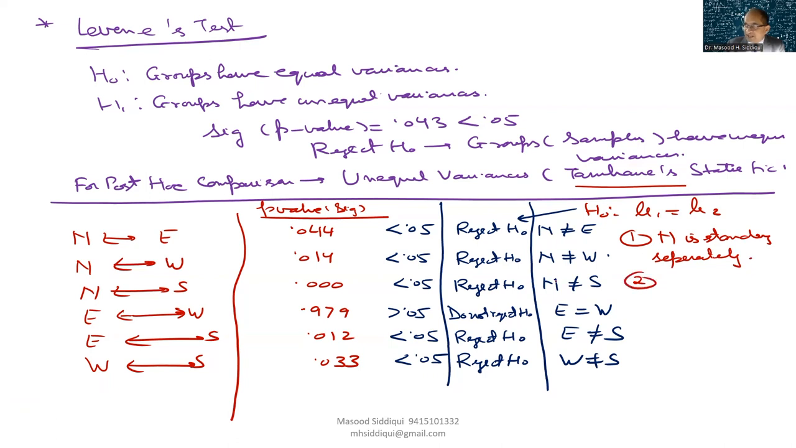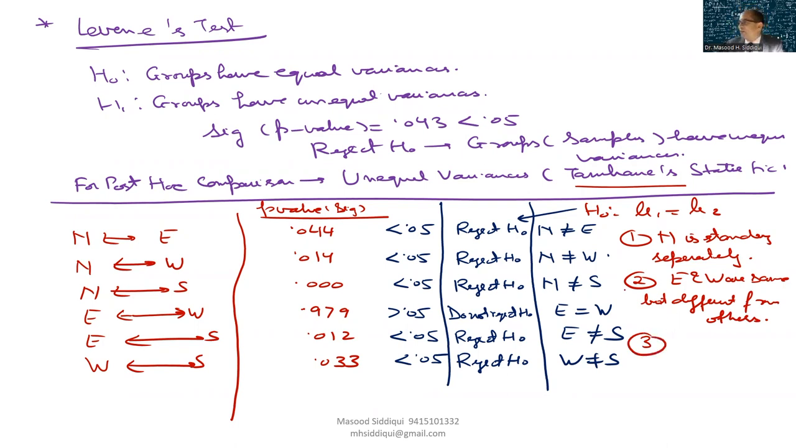Now we come to the eastern. Eastern is different from northern, eastern is different from southern, but eastern and western are same. So it means eastern and western are same. They are on the same pedestal, but different from others. Others means from northern as well as from southern. Right? This is both for eastern and western.